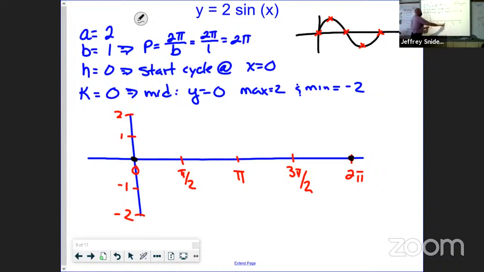Halfway between 0 and pi, what do you get? You get the maximum. What's the maximum going to be on this? 2. So right here, I'm going to go up 2.